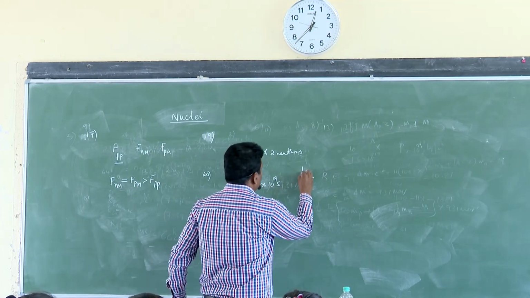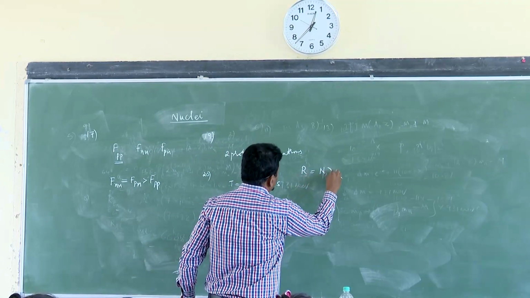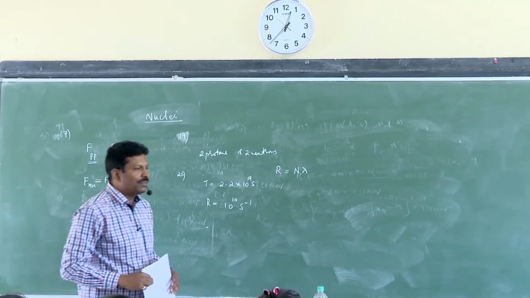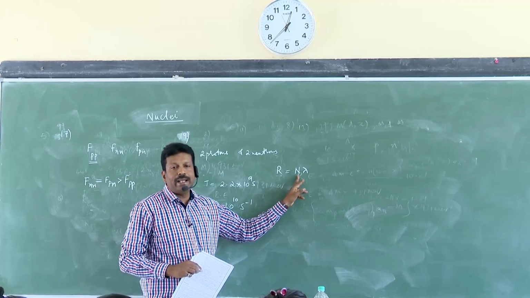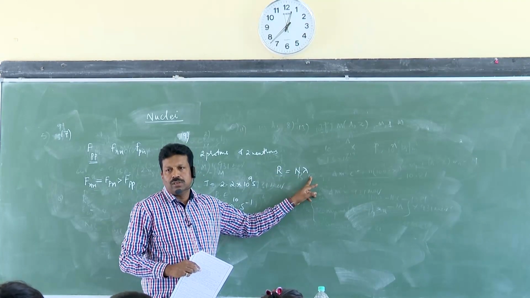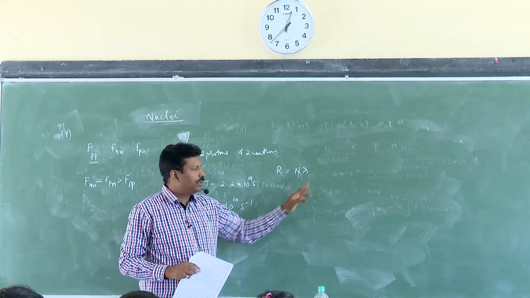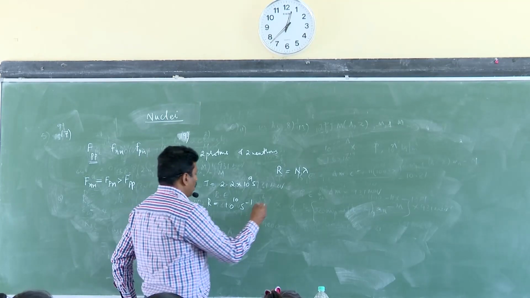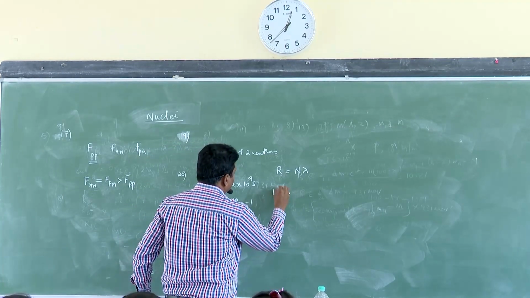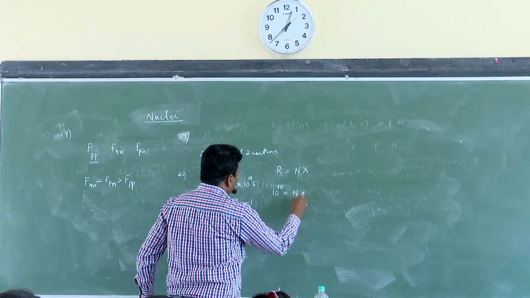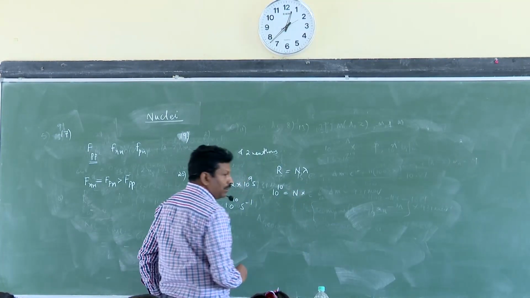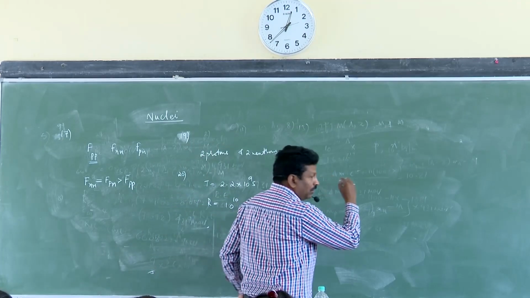So we know R is equal to N lambda. Are you familiar with this equation? The rate of disintegration R is equal to N lambda. So R is given as 10 to the power of 10. N we have to find out. Lambda we don't know. So how will you find out lambda?